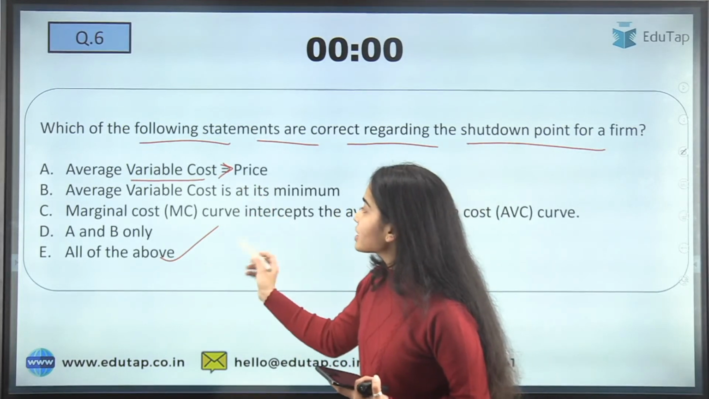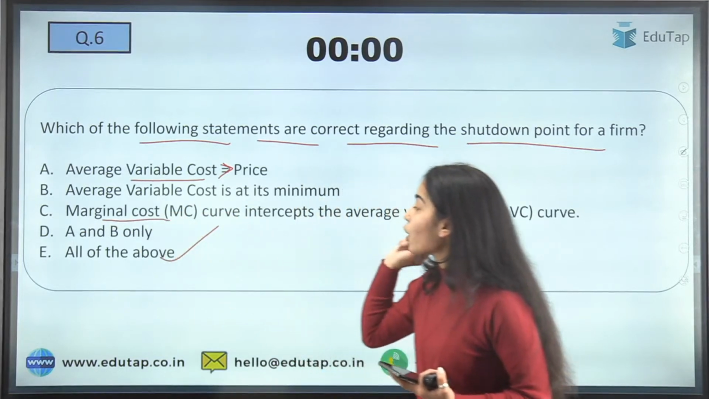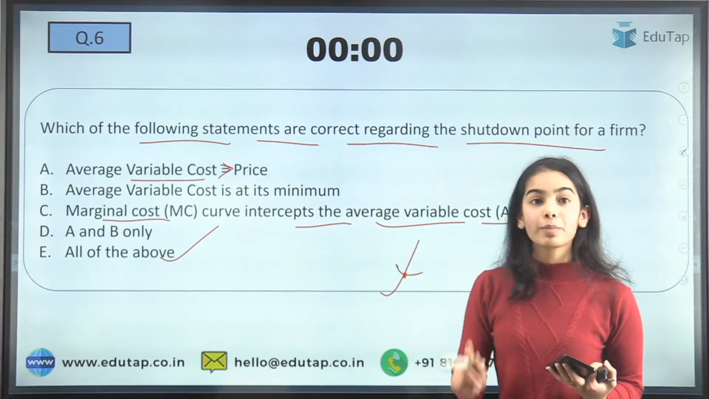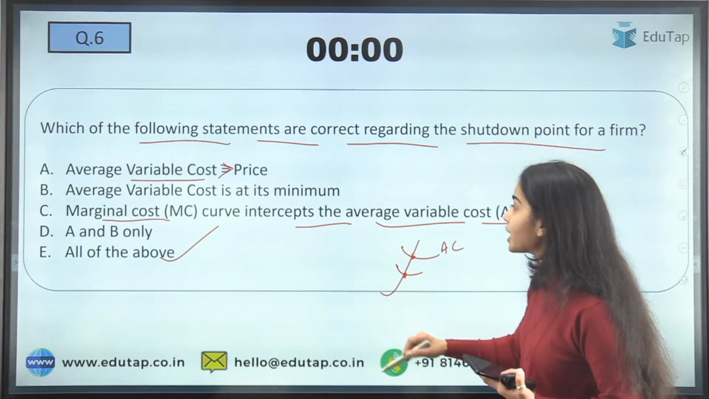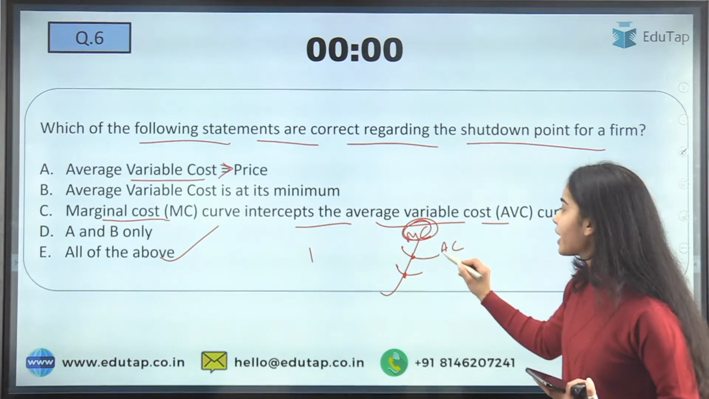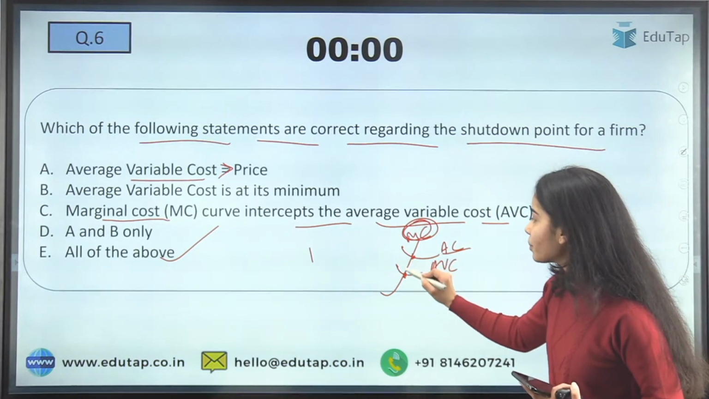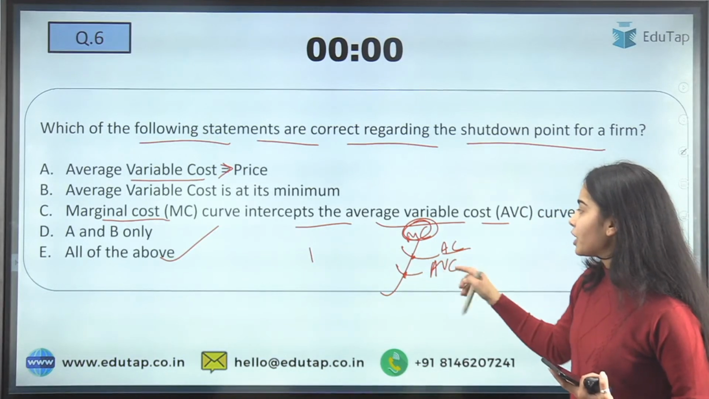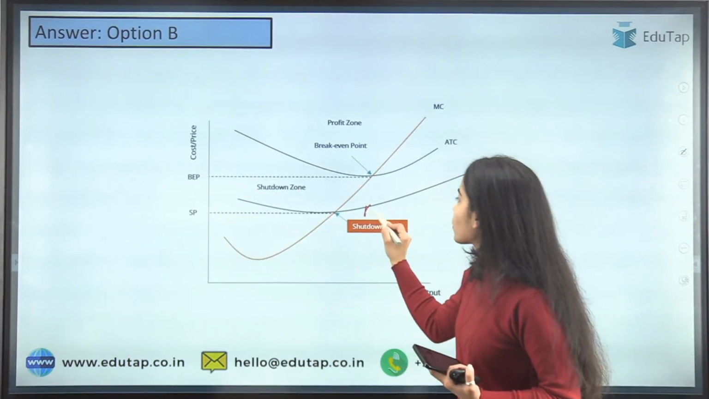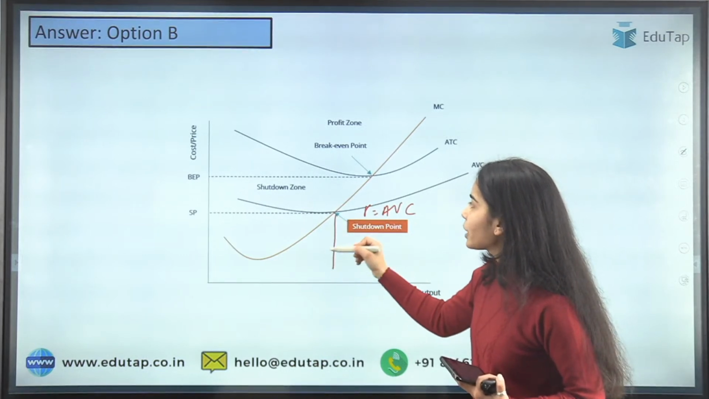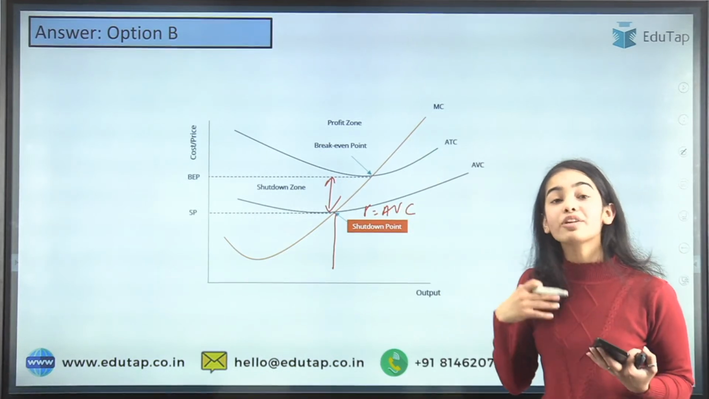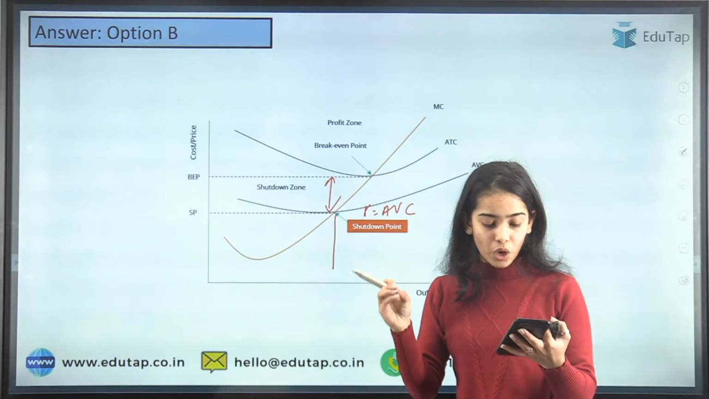All of the above is right, and marginal cost will always cut the average variable cost from below, from the minimum, where the average variable cost and the average cost are minimum. The marginal cost will always cut the average cost and the average variable cost from the bottom and from the minimum point. So this is the diagram: where the price is equal to average variable cost, that is the shutdown point, and below that is the shutdown zone. When you are not even able to cover your variable cost, you should not be producing.